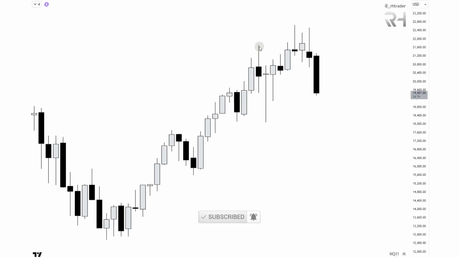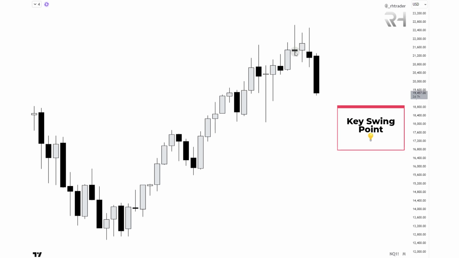Now, the first thing we want to notice is the key swing point that is formed in the monthly chart. This is called monthly bias. We study the art of these candles, the signatures that price has presented itself, and have a clear bias before moving on to the lower time frames.